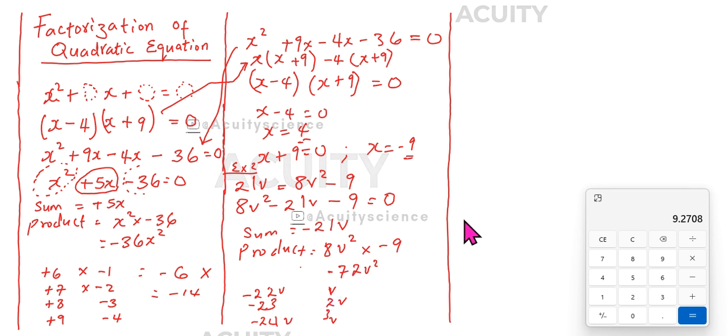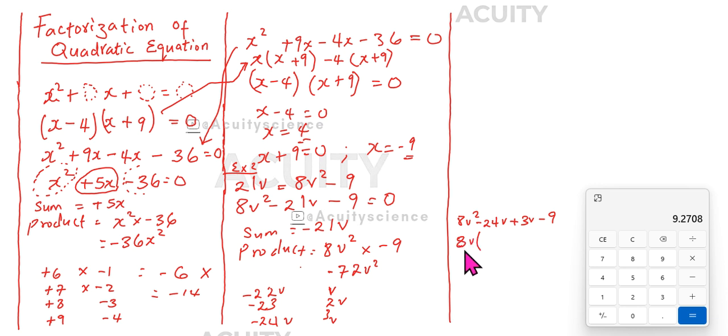So what we have to do now is write 8v squared, alright? Then we'll put minus 24v, then plus 3v, and then minus 9. Then we look for something common between 8 and 24. We know that is 3. Right? We take 3 out. Apart from that, v is also common here. What do we multiply? Sorry, 8v is actually common.